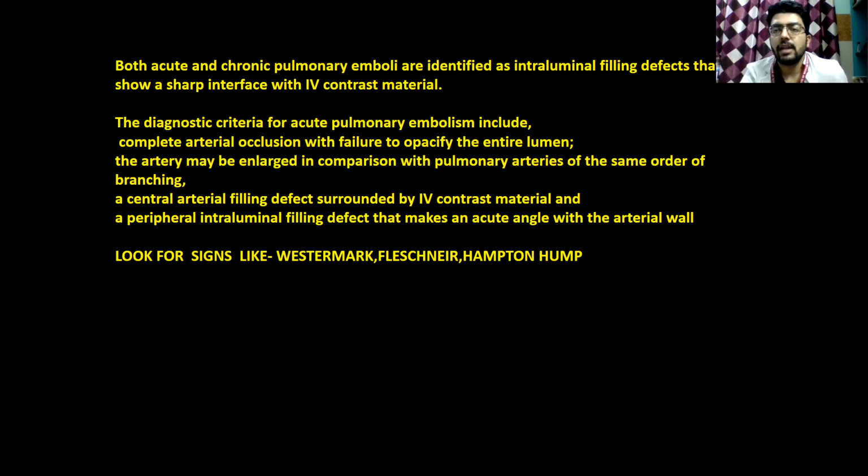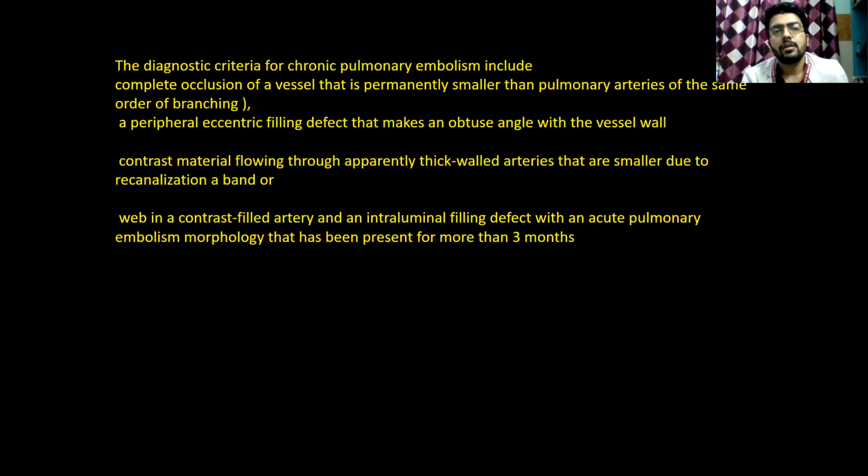Look for signs like Westermark's, Fleischner's, and Hampton's hump. The diagnostic criteria for chronic pulmonary embolism include complete occlusion of a vessel that is permanently smaller than pulmonary arteries of the same order of branching, contrast material flowing through apparently thick-walled arteries that are smaller due to recanalization, and a web in a contrast-filled artery and an intraluminal filling defect.